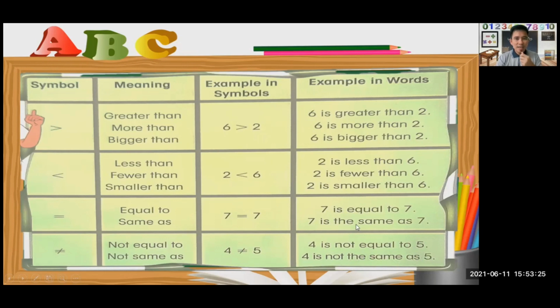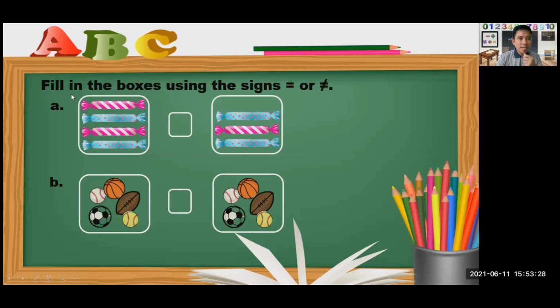Okay, it's very easy. Now here, we will fill in the boxes. We have two boxes here, letter A and letter B. Now we will fill in these boxes using the equal sign and not equal sign. Now look at letter A. In letter A, we can see here 4 candies. Let's count: 1, 2, 3, 4. So 4 candies. On the right side, there are 3 candies. 1, 2, 3. 3 candies.